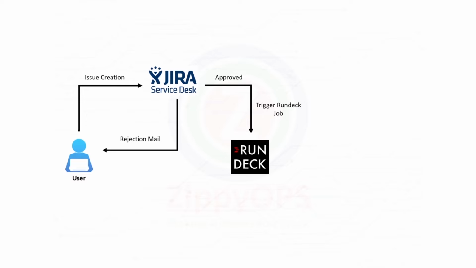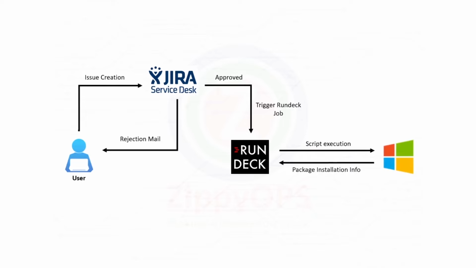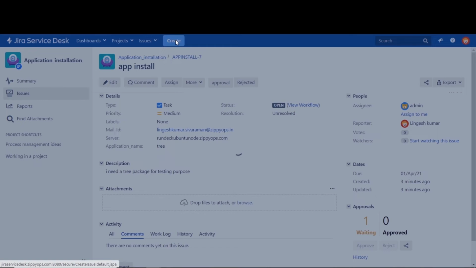In the next stage, the Rundeck job will execute a script that has the instruction to install the application on the Windows host machine based on the issue raised. Once the Rundeck job completes, an email is triggered. Finally, an email for the completion of application installation on the Windows host machine is sent to the user. Let's see the pipeline in action.